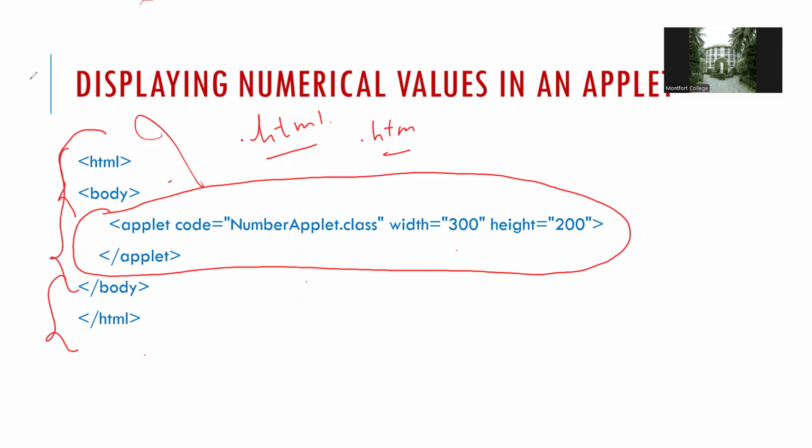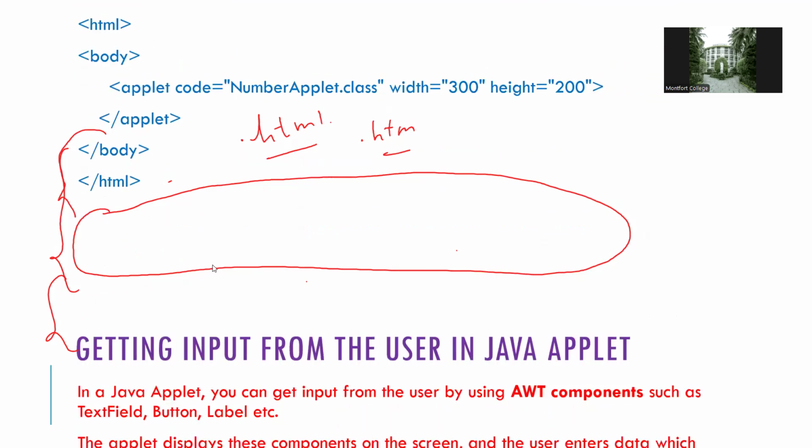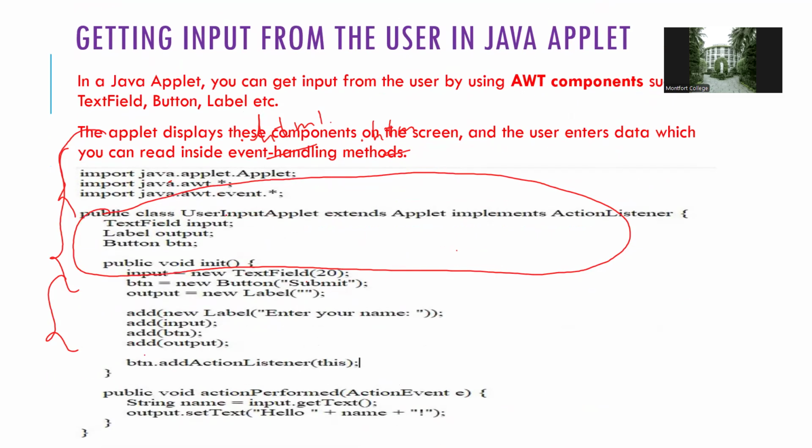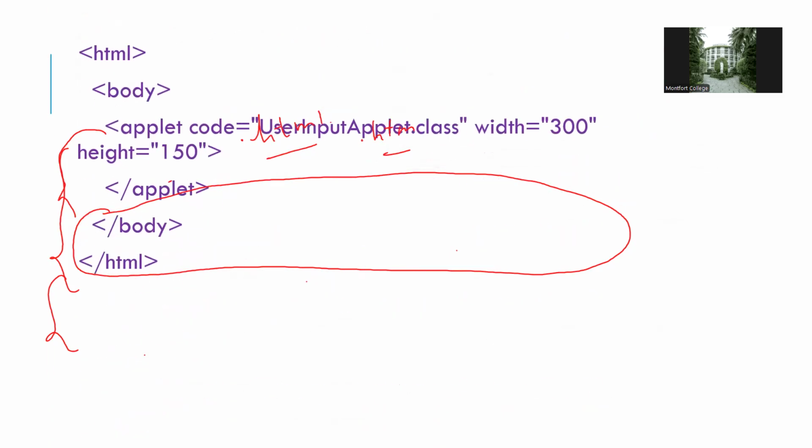Okay, now coming to the next one, getting input from the user in a Java applet. See students, for this you can take any program which takes input from the user, for example, adding two numbers. I think we have one Applet program that you can read, that you can give as an example if this question is asked. Otherwise, this program you can write, you will get the marks.